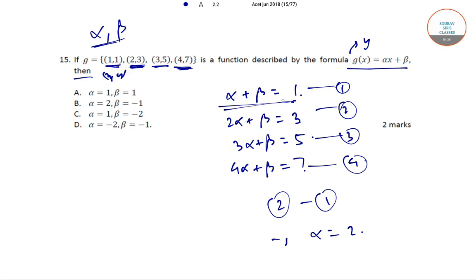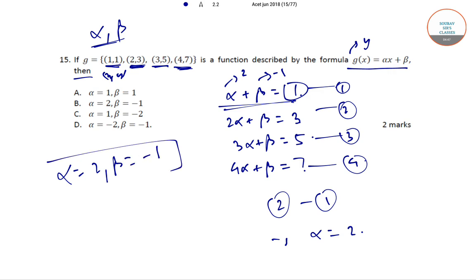And using this equation, if alpha is equal to 2, then beta is equal to minus 1. Then only will this be equal to 1. So alpha is equal to 2 and beta is equal to minus 1 is the answer. So option B is the correct answer.